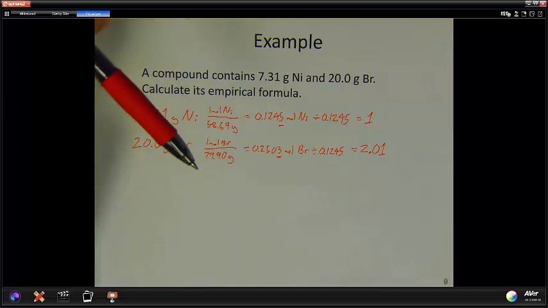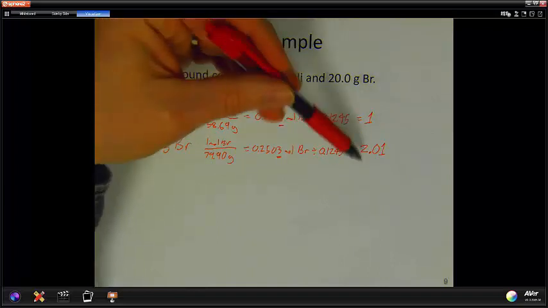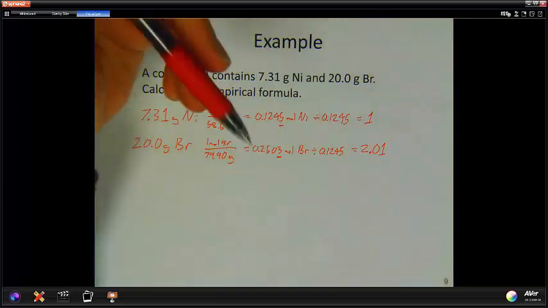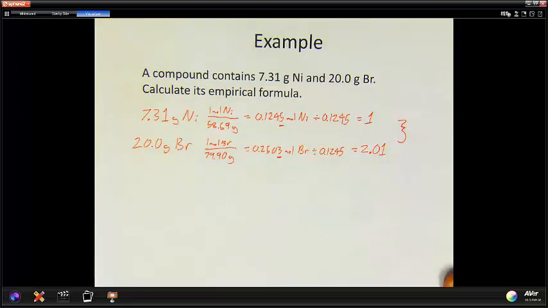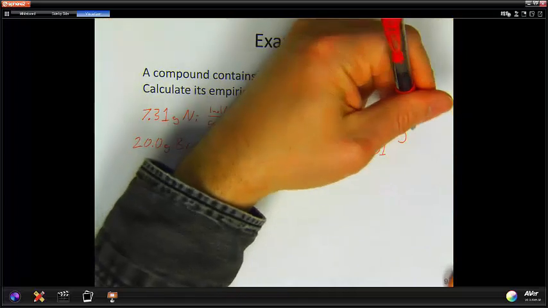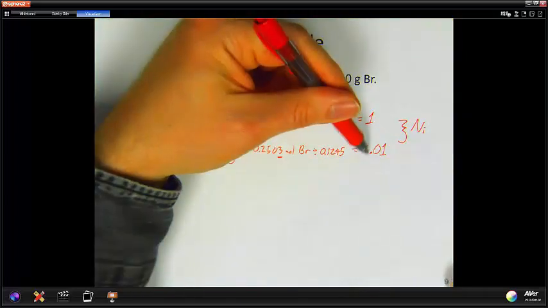So then what we do, we decide the formula that is we have 1 nickel, so we have Ni. We have 2 Br, so NiBr2 is the empirical formula for this compound.